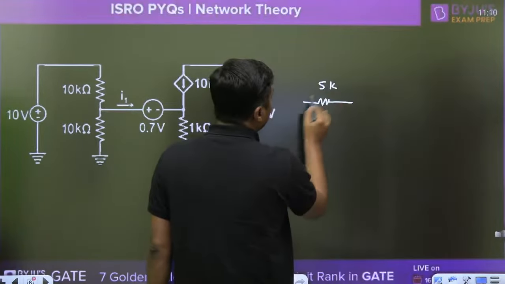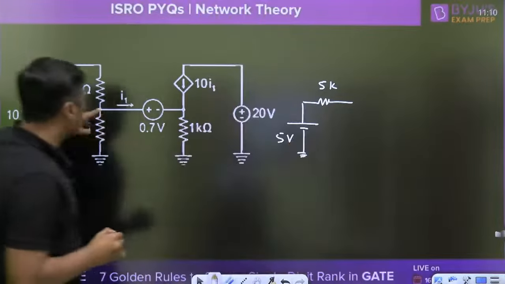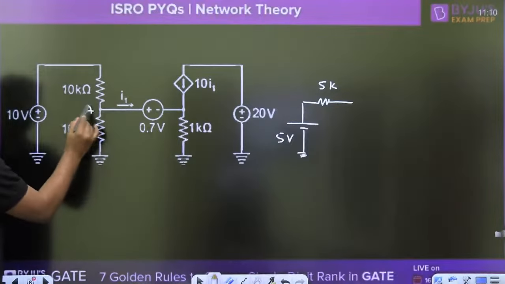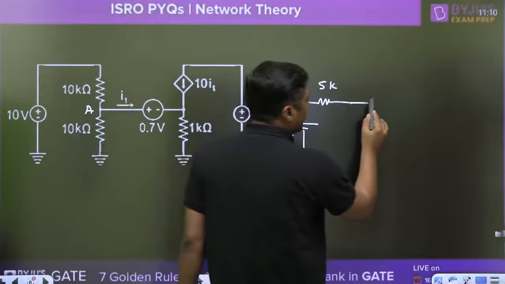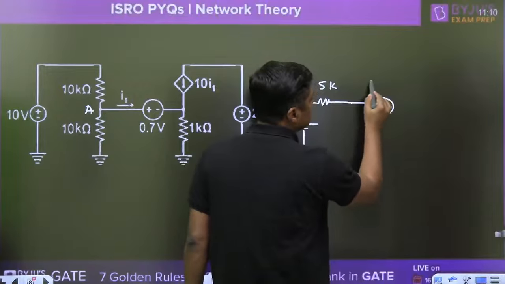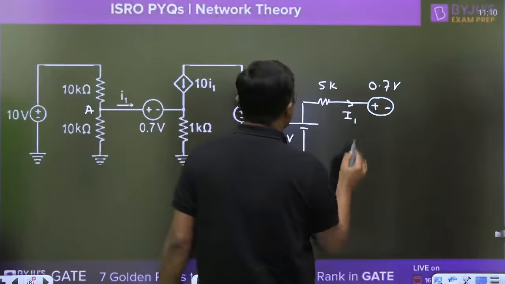Five kilo ohm resistor, 5 volt battery. Now this A point is connected here. Now it will become very easy for you. What is the connection? Battery 0.7 volt, and this is the current I1.